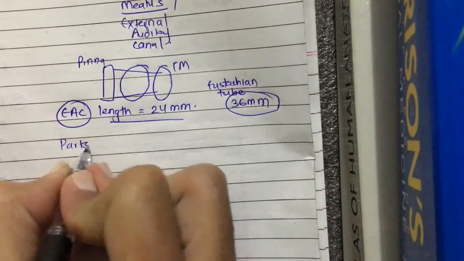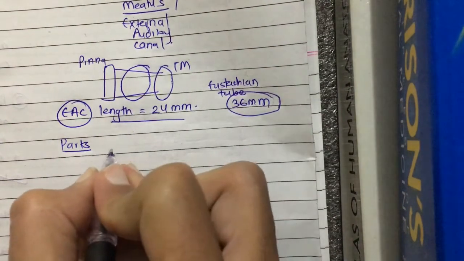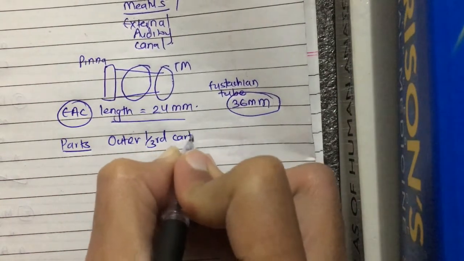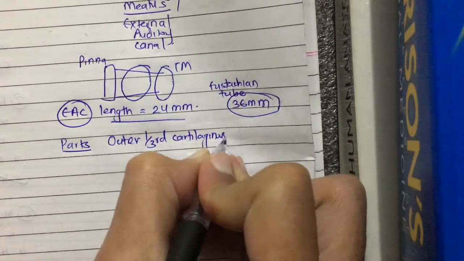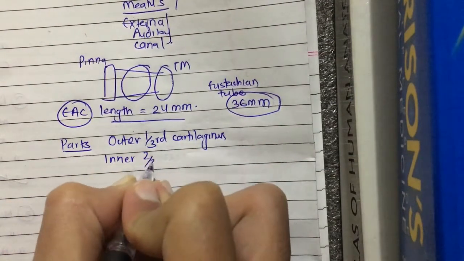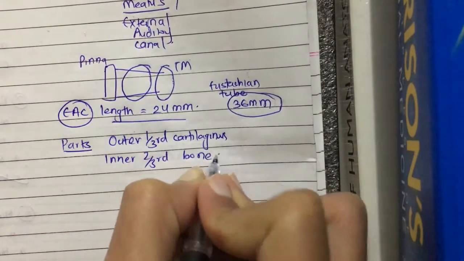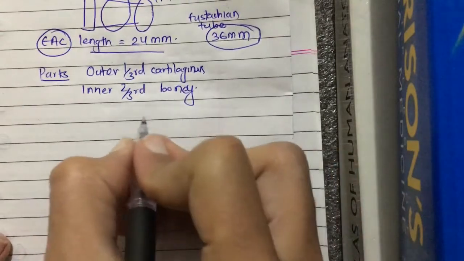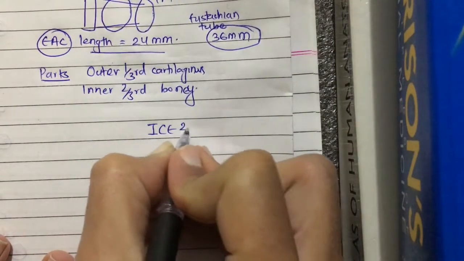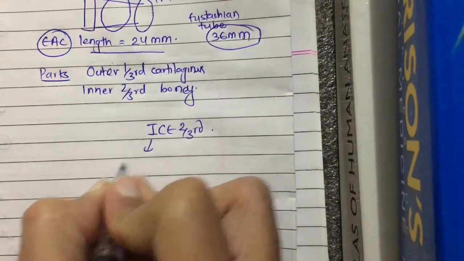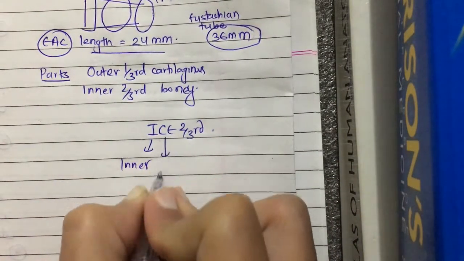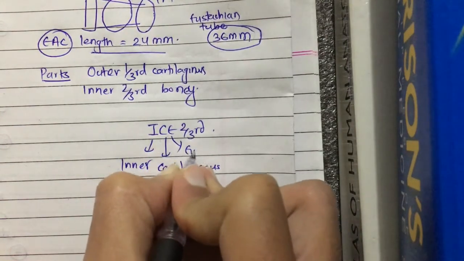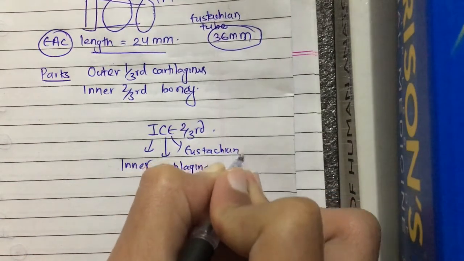Parts of the external auditory canal: the outer 1/3 part is cartilaginous and the inner 2/3 is bony. Whereas in the Eustachian tube, the opposite occurs. We have a mnemonic, ICE 2/3, meaning inner cartilaginous part in the Eustachian tube is 2/3.